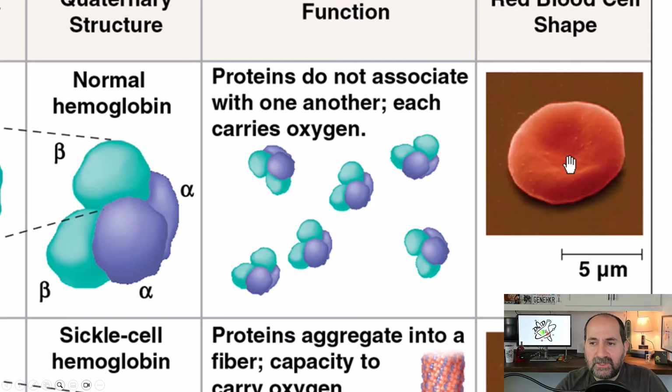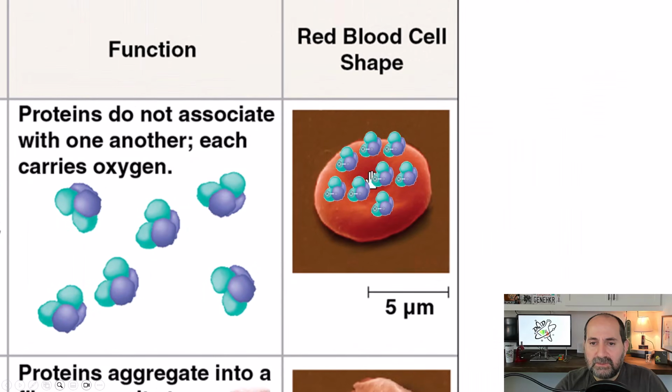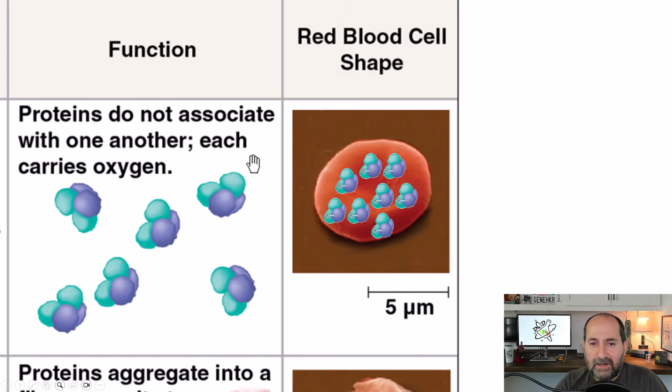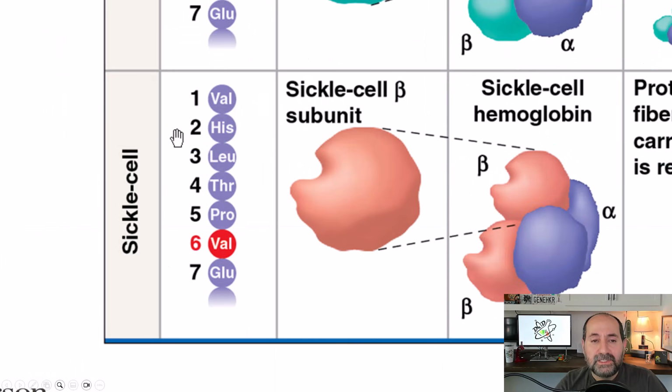So imagine if I were to cut this red blood cell open, hundreds and thousands of these would pour out, right? These hemoglobins would just pour out of the cell. Does that make sense? But now let me show you the difference between that and sickle cell.